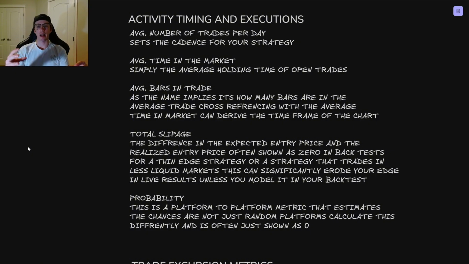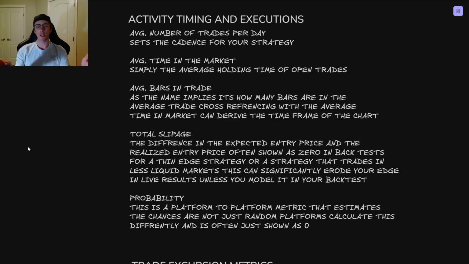So it's your activity timing and executions. Your average number of trades per day just sets the cadence for your strategy. It's how many trades your strategy takes per day on average. Your average time in the market simply takes the average holding time in time. The average bars is just, as the name implies, how many bars are in the average trade. So you can cross-reference that with the average time in the market, and then you can derive the time frame of the chart that you're trading on.